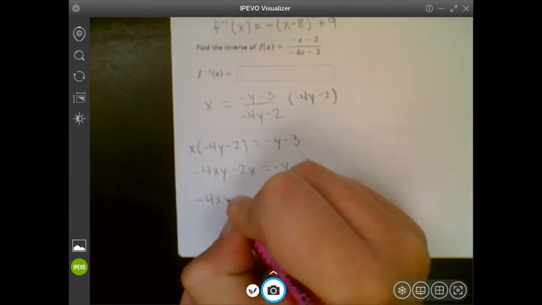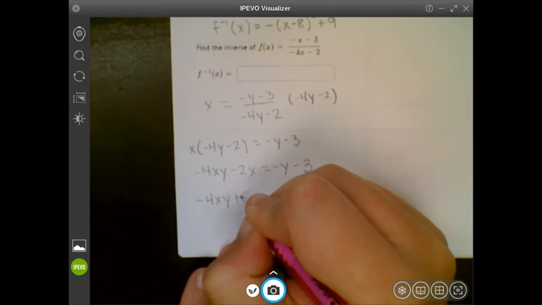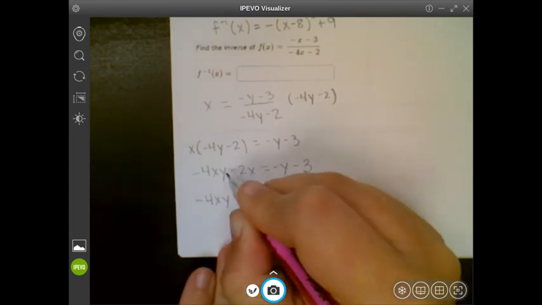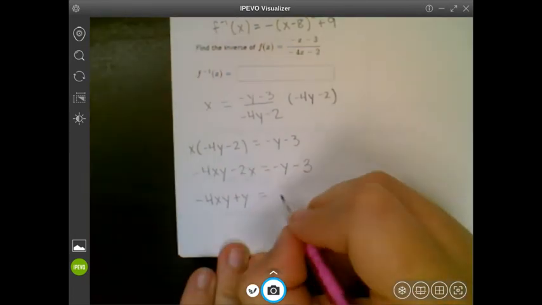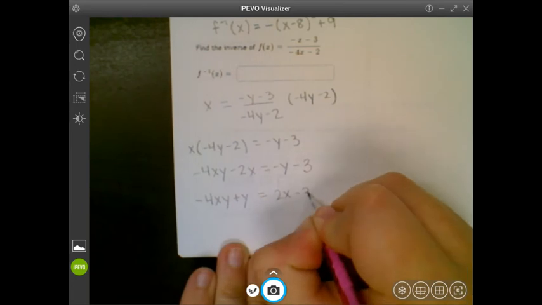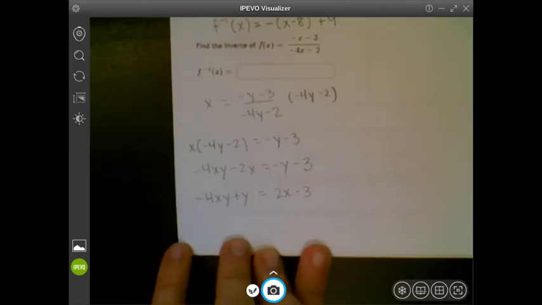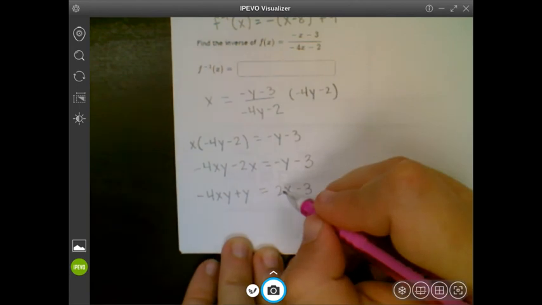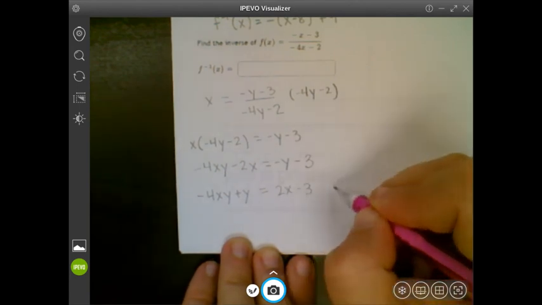So I'm going to move all of the y terms over to the left. So I'll add y on this side, and then I'm going to add the 2x over here. So that'll be 2x minus 3. You could say negative 3 plus 2x, right? You could have put that on this side as well.